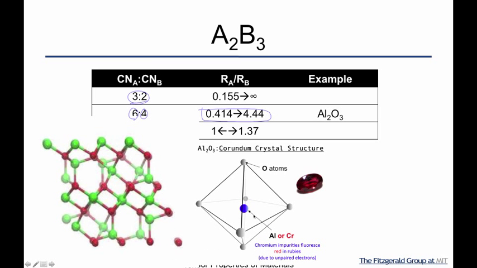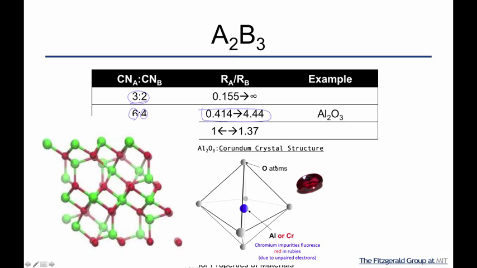This is just showing you the polyhedron that the aluminum sits in, and it's showing you that it's in this site where we have 1, 2, 3, 4, 5, 6 oxygen atoms around it, confirming the coordination number of 6 for the aluminum. What's a little bit harder to see, of course, because we didn't draw it in, and I'll get to that in a second, is the tetrahedral coordination for the oxygen.